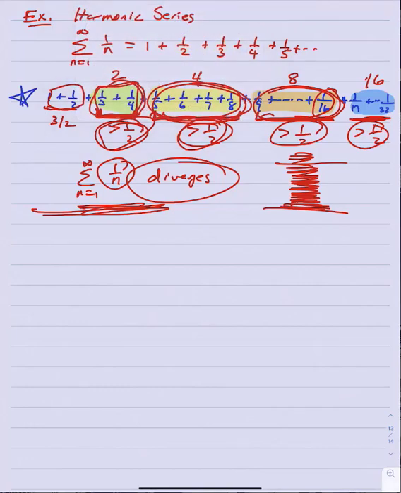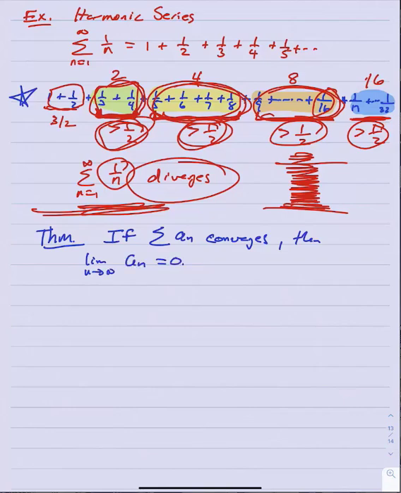All right, now that brings us to the last theorem in this section, which is another very important theorem, very simple. It says the following: if our series a sub n converges, and this one applies whether a sub n is positive or negative or any sign, so this applies to any series, then the limit as n goes to infinity of a sub n must equal 0.